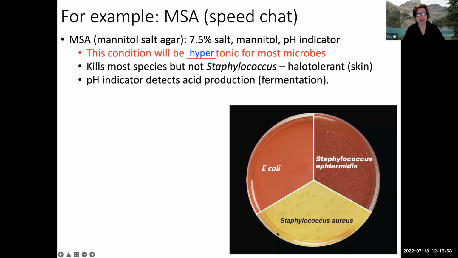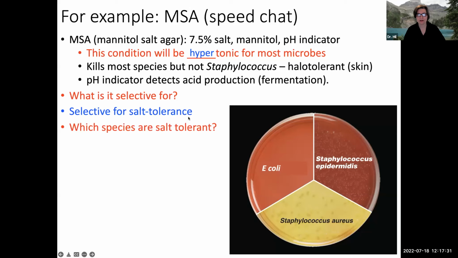And there's a pH indicator dye in here, right? That I told you earlier was a particular color at neutral pH and a different color at acid pH. So what is this plate selective for? That's right. It's selective for salt tolerance or halotolerance.